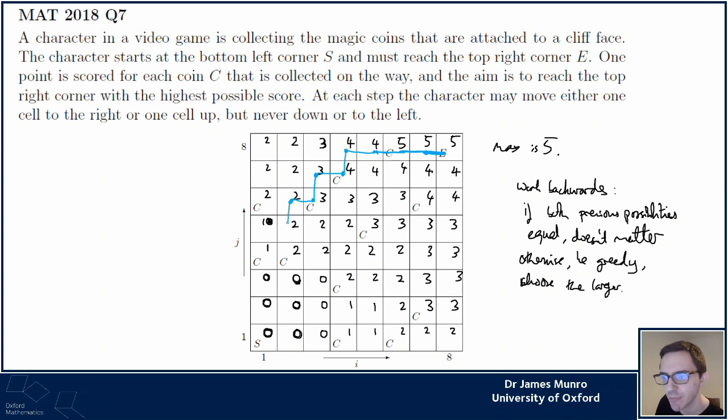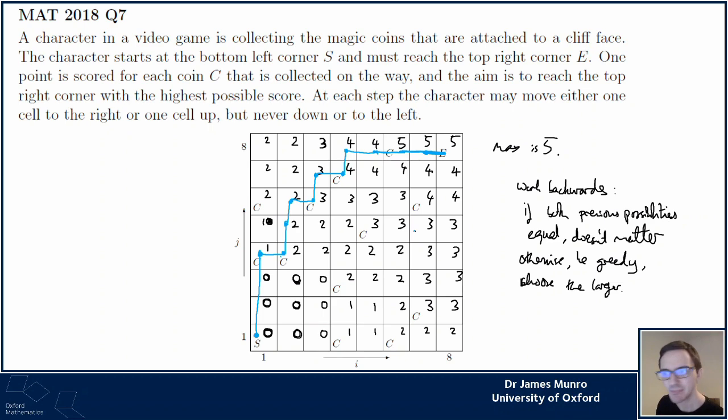This 2 could have come from either of these. This 2 came from here. This 2 came from here. And then I'm going to come down here. Okay, so I've got a path that goes 1, 2, 3, 4, 5 coins. Okay, that's pretty nice. I like that. That's picked up 5 coins.